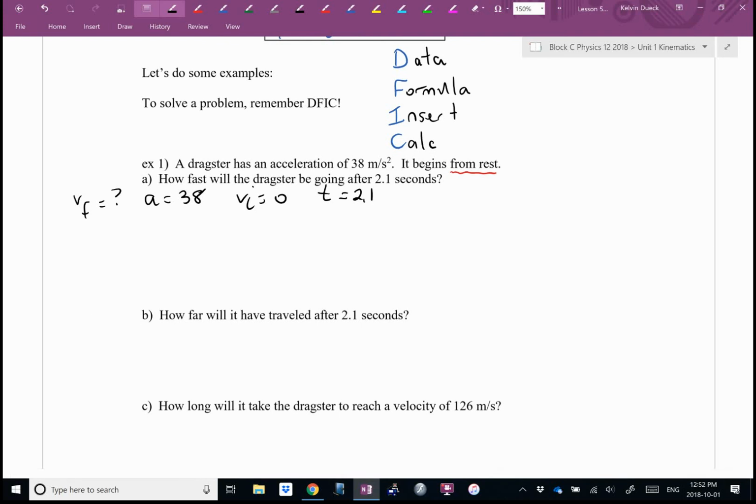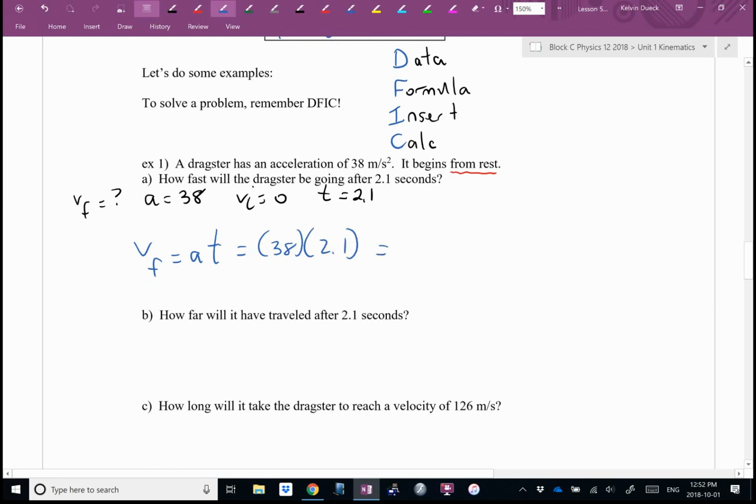Ethan, what am I doing, Ethan? Ethan initially said VF equals VI plus AT, and I will not take marks off if you say that, but I do want you to be aware of zeros, and if I'm really lazy, I can just say, look, I know it's VF equals VI plus AT, but since VI is 0, I can just go straight to that. Where A is 38, sorry, Ethan.